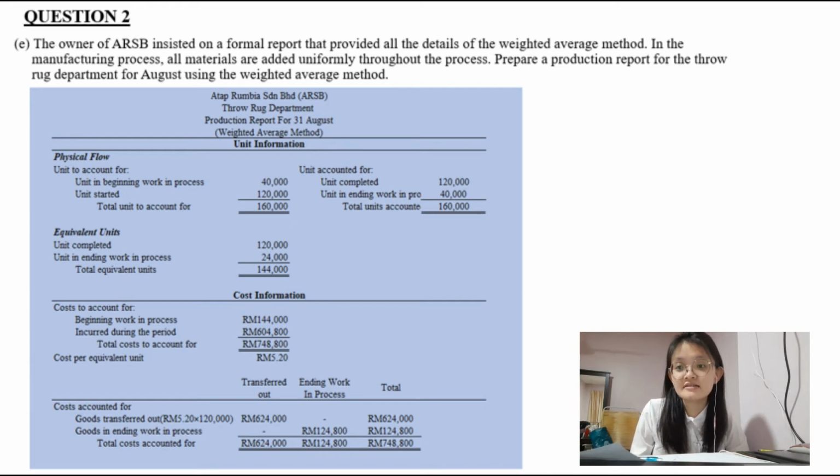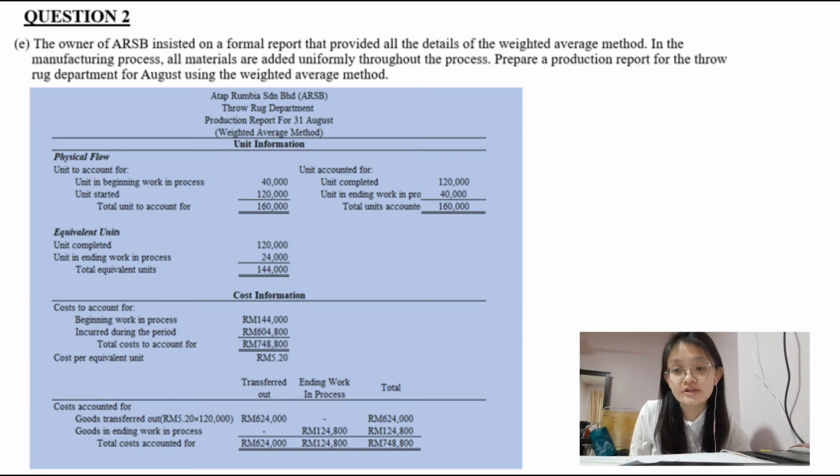And the second, after this, we will need to calculate the cost of goods transferred out. For the goods transferred out, we need to use the cost per equivalent unit multiplied by the units of our goods transferred out. The units of our goods transferred out is about 120,000.